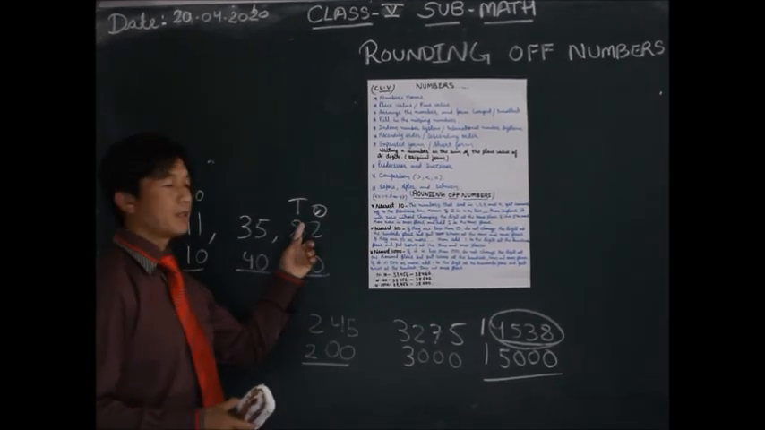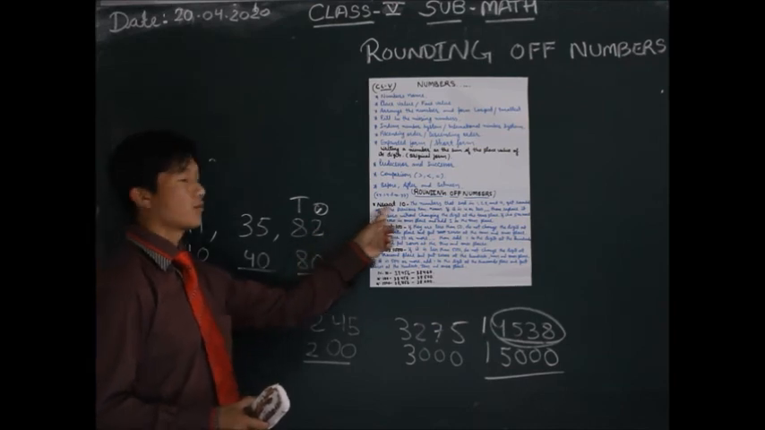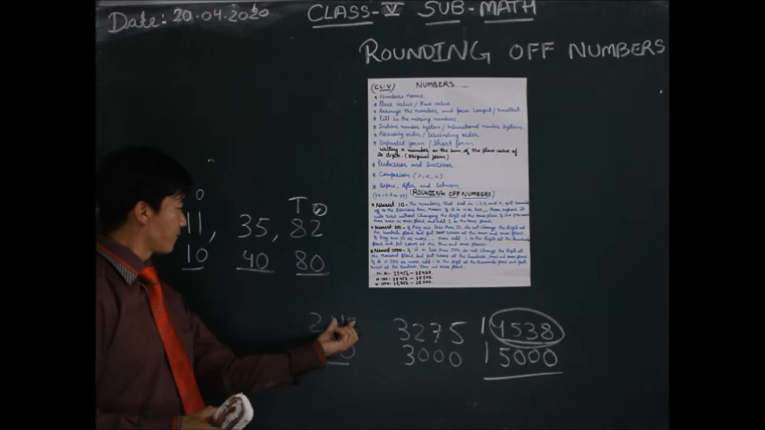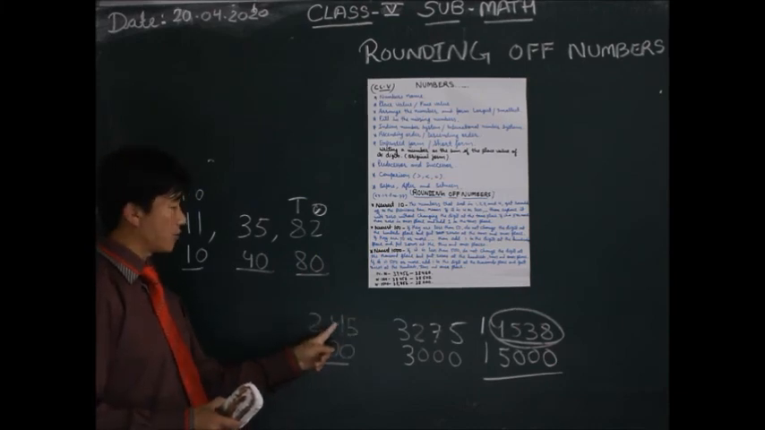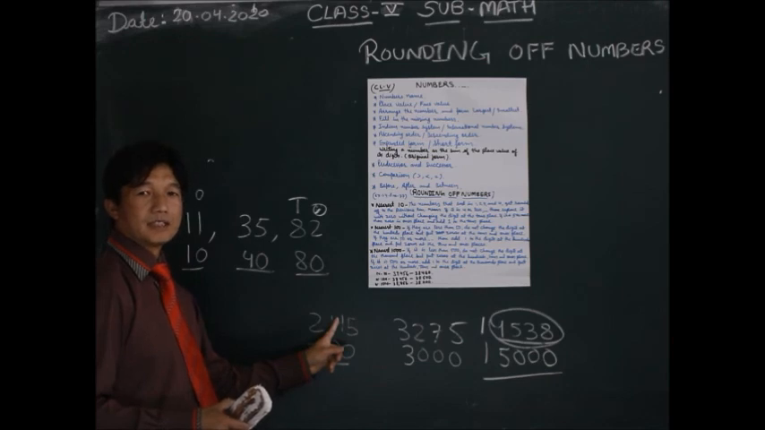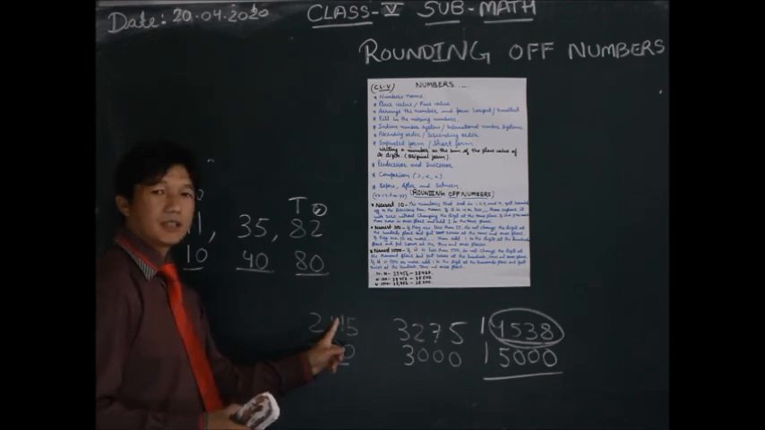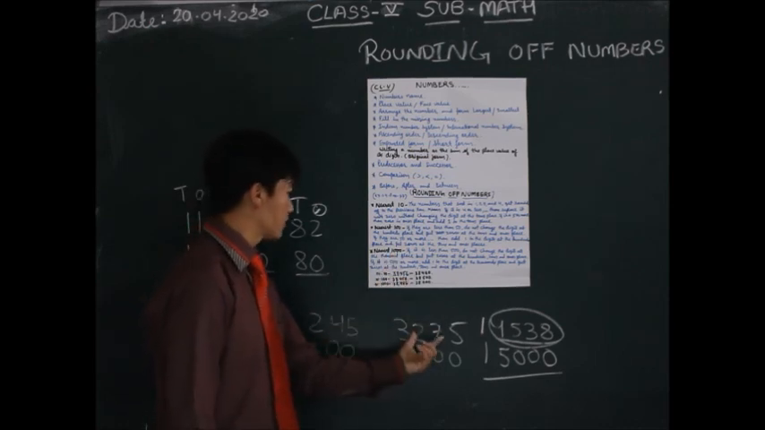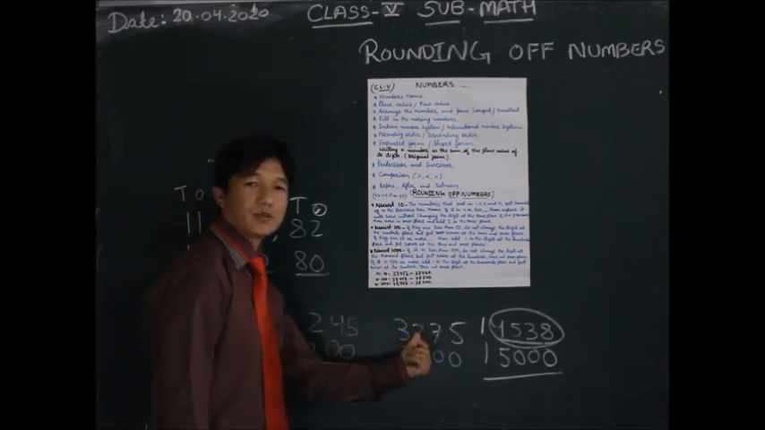Nearest to the 10, you have to check the ones place. Nearest to the 100, you have to check the tens place, this tens place 40, whether more than or less than 50. When we talk about nearest to the 1000, you have to check the 100 place. So that we can do.